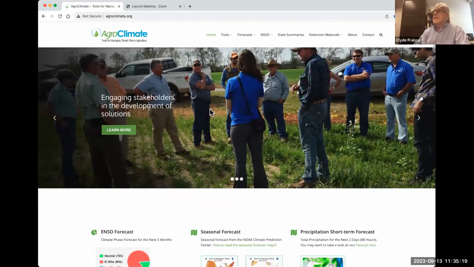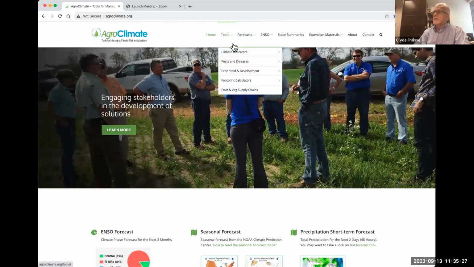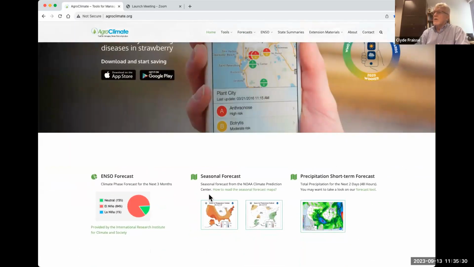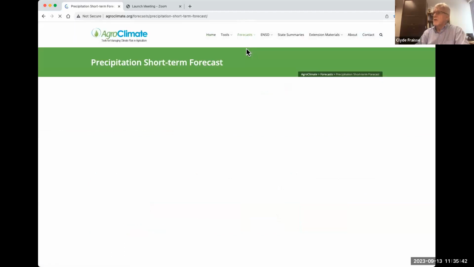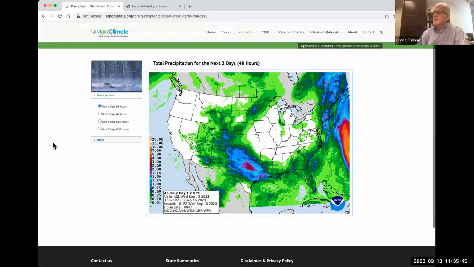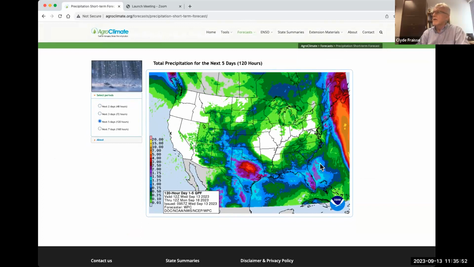Right. Okay, this is the agroclimate.org that I mentioned at the beginning. Those are the different items in the menu. We also have some of the forecasts over here to facilitate, but you can also get to the forecasts using the menu, or the precipitation short-term forecast, for instance. Those are the ideas that I mentioned before. You can see what is expected in the next 3 days, 5 days, and it gives you an idea.